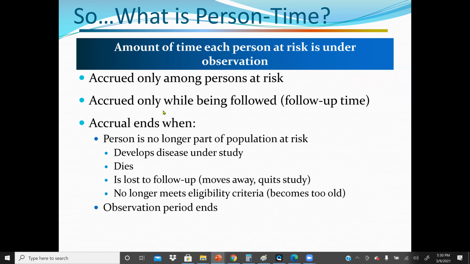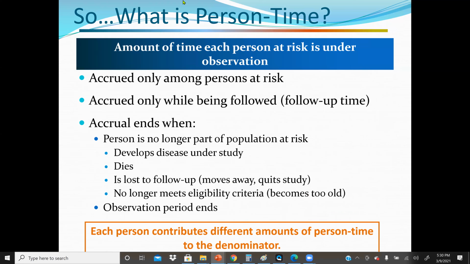This can be accrued only among persons at risk. Also, it can be accrued only while being followed. That is the follow-up time. So the accrual normally ends when a person is no longer part of the population at risk, which is when they develop the disease under study or die, or are lost to follow-up, move away or quit the study, or no longer meet the eligibility criteria. So each person contributes a different amount of person-time to the denominator.